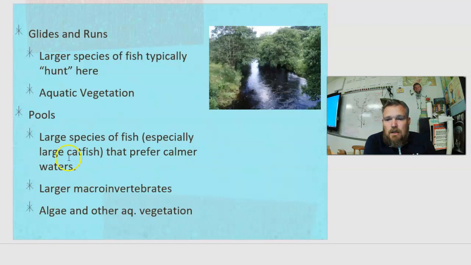And then pools, again, larger fish can be there because they're deeper. Water at the bottom of those. And then larger macroinvertebrates. Macroinvertebrates are invertebrates that are big, so things that don't have a spinal cord but are large. So like crawfish, freshwater crabs, if you're talking about rivers. Basically, decent-sized critters that don't have backbones. And then algae and other aquatic vegetation can also grow better here in pools because they're moving a little bit slower.